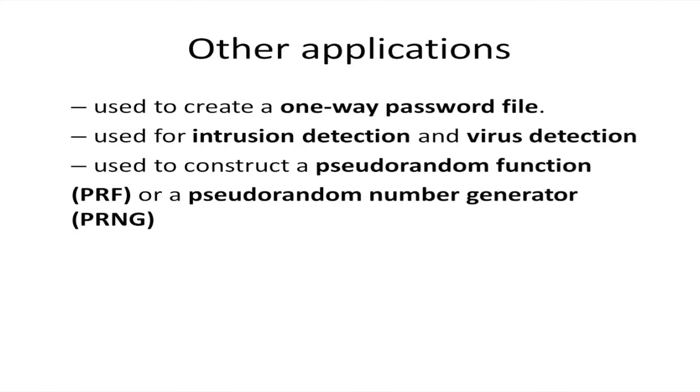Some other applications for this hash algorithm are that it can create a one-way password file. It can also be used for intrusion detection and virus detection. It can be used to construct a pseudo-random function (PRF) or for pseudo-random number generation. So these are the details about the hash algorithm and its applications. In the next video, we're going to see the properties and the various types of hash functions.